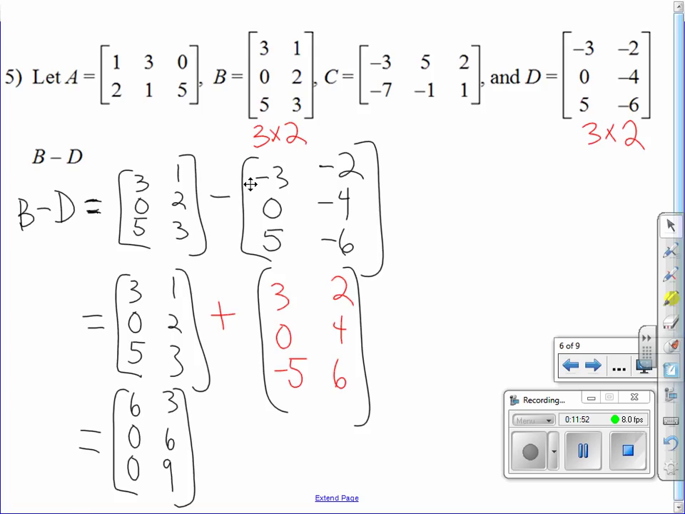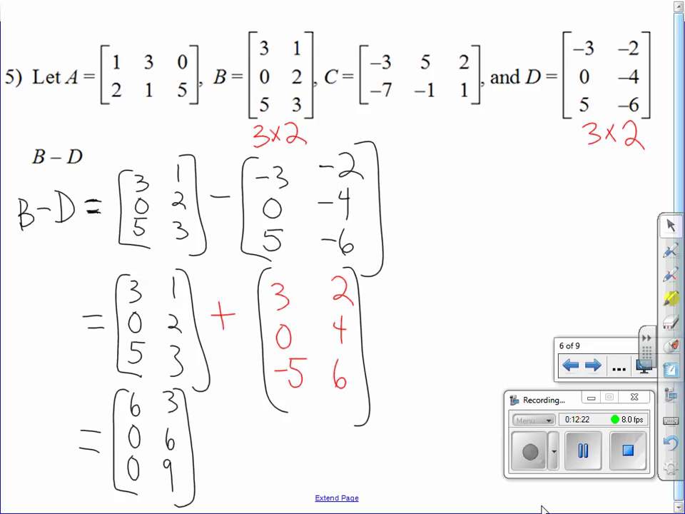What am I subtracting? I'm subtracting matrix D. What's matrix D? Matrix D is -3, 0, 5, and -2, -4, -6. I don't like subtracting stuff. I want to add. I want to do it my way. So I change subtraction to addition, keeping the first thing the same. And then I flip the sign of everything in my second matrix. -3 became +3, 0, -5. What was negative became positive, 2, 4, 6. And then I just added corresponding elements.